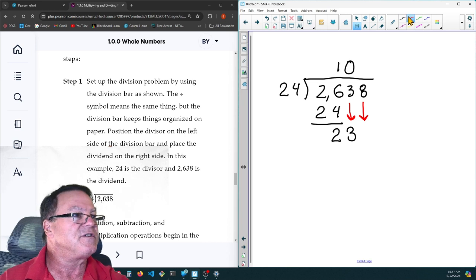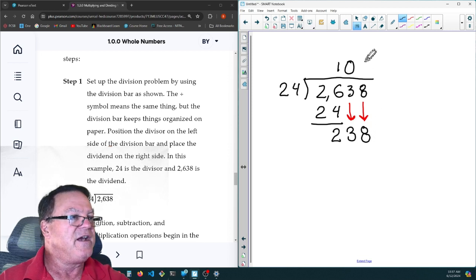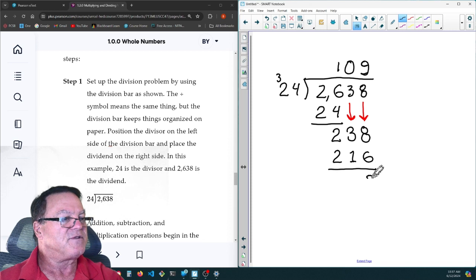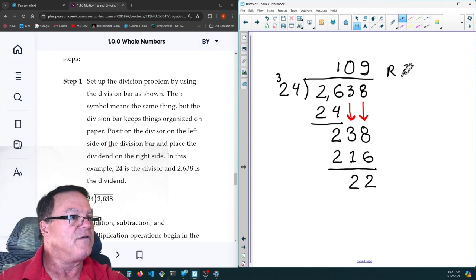Bring down the next digit, and we'll write this 8. And then we'll say, how many times does 24 go into 238? And I'm going to make a guess. I'm going to say, I think it'll go 9 times. And 9 times 4 is 36. I'll write the 6, and I'll carry the 3. 9 times 2 is 18, plus 3 is 21. There. Now we'll subtract the 2. 8 minus 6 equals 2, and 3 minus 1 equals 2. And we could write this as 109 with a remainder of 22.